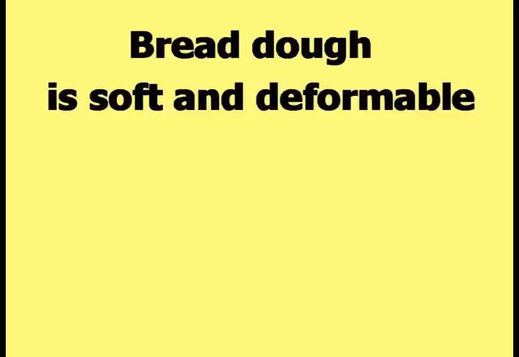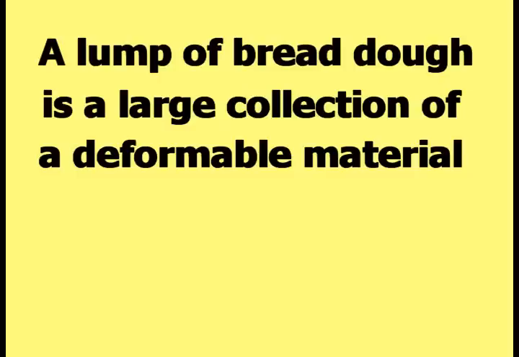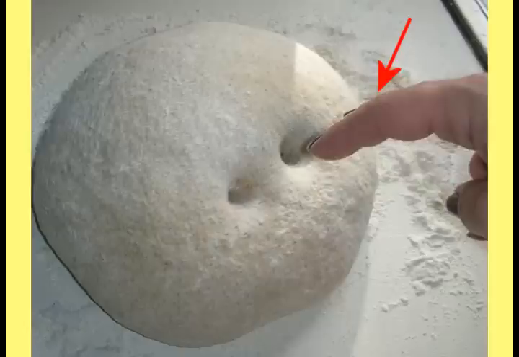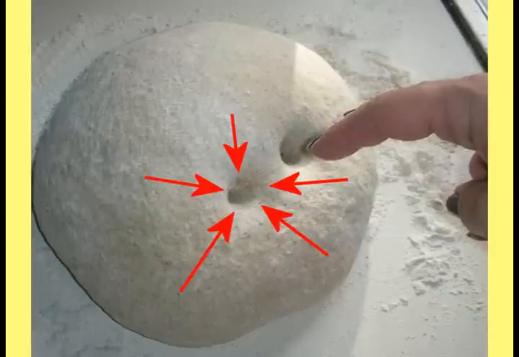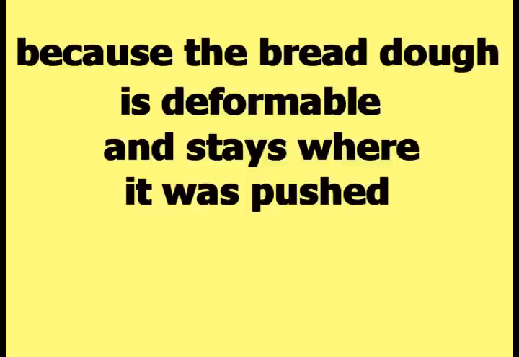Bread dough is soft and deformable. A lump of bread dough is a large collection of a deformable material. A finger pressed into a lump of bread dough pushes some of the deformable bread dough out of the way to create a hole. When the finger is removed from the bread dough, the hole remains because the bread dough is deformable and stays where it was pushed.